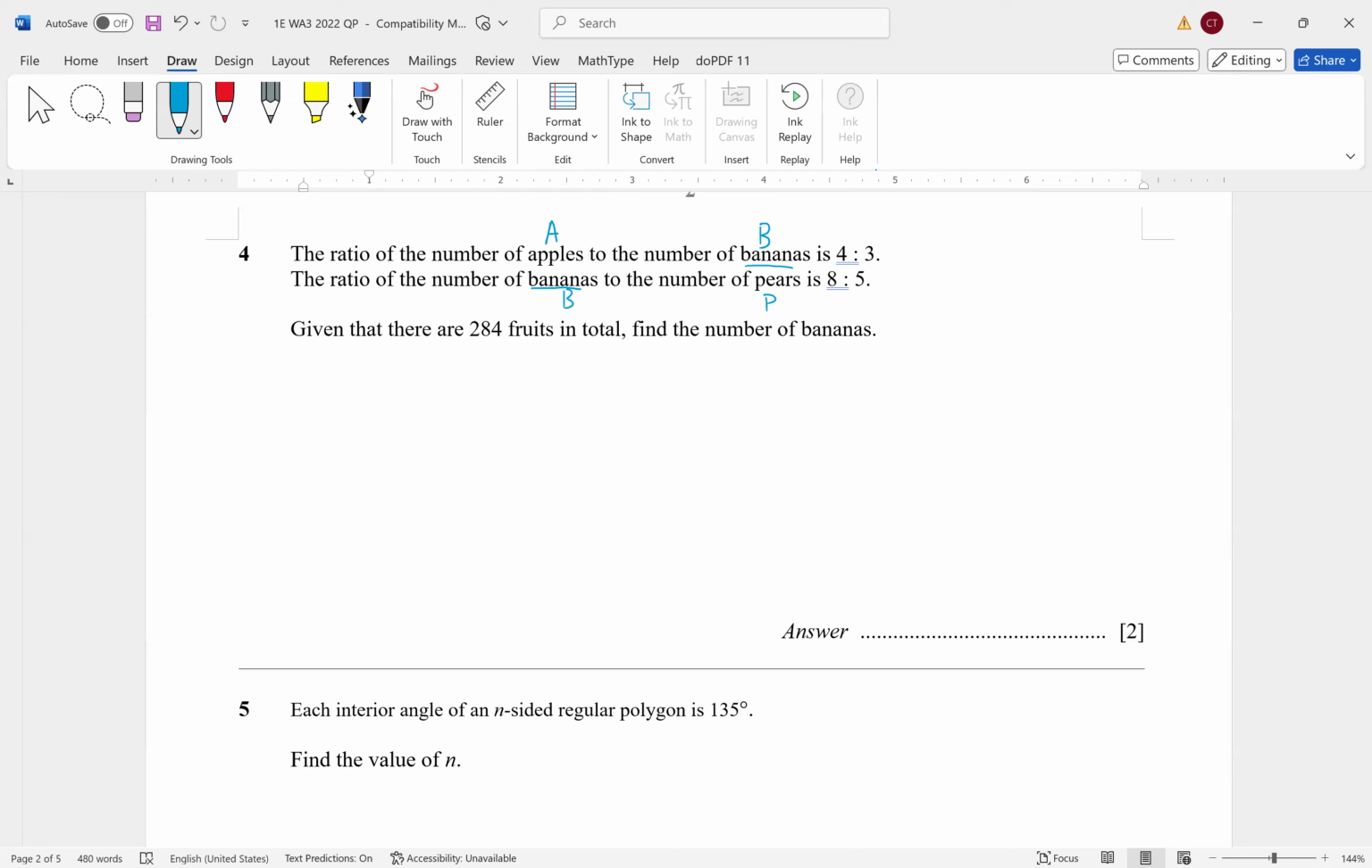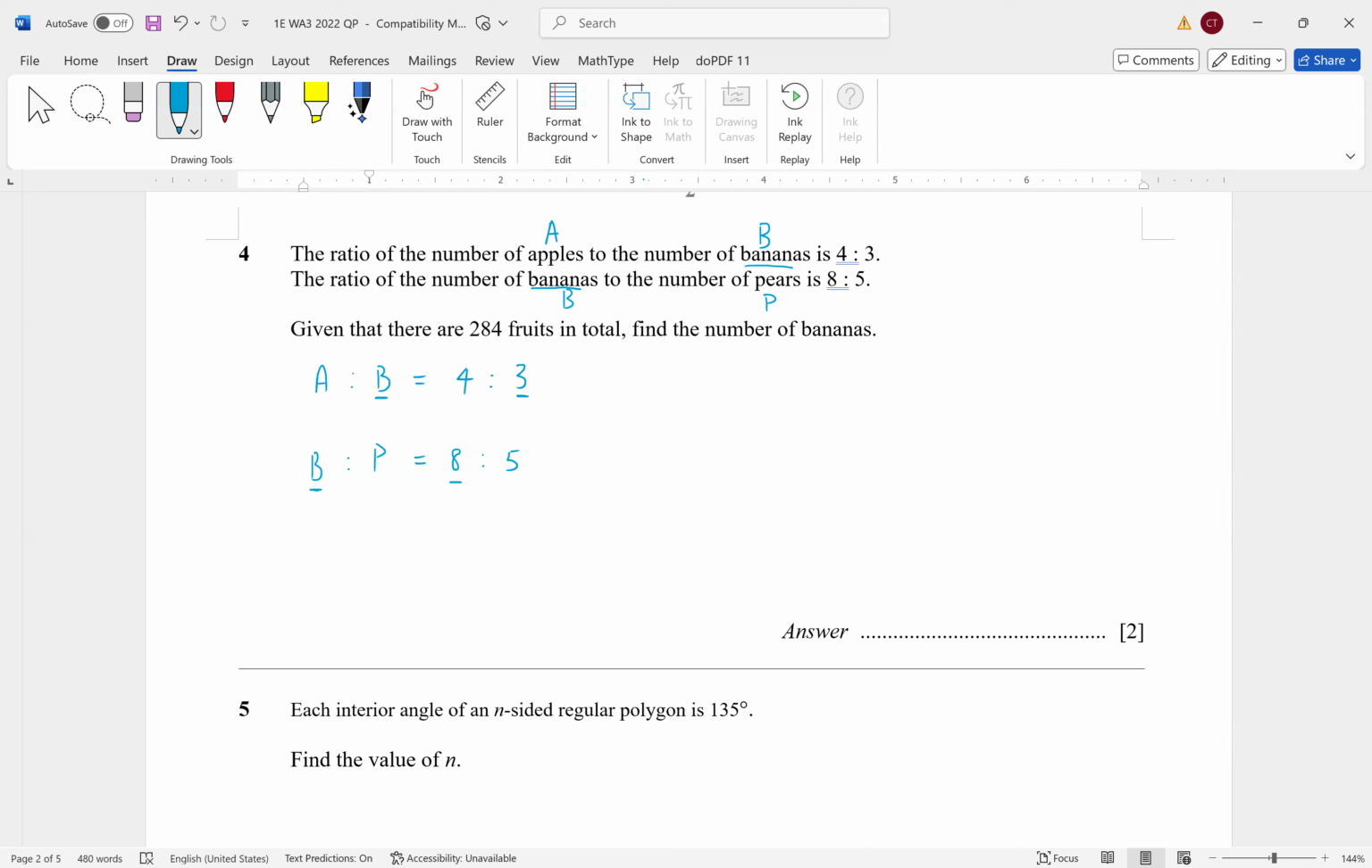All right, so for this kind of question, what we can do is combine the 2 ratios as one full ratio of the 3 fruits, and then make use of that information to help us solve the question. All right, so let's do it this way. Apples is to bananas is equals to 4:3. Then the ratio of bananas is to pears is equals to 8:5. Right, so over here, the common fruit is bananas. So it's 3 units in the first ratio, and then in the second ratio it is 8 units.